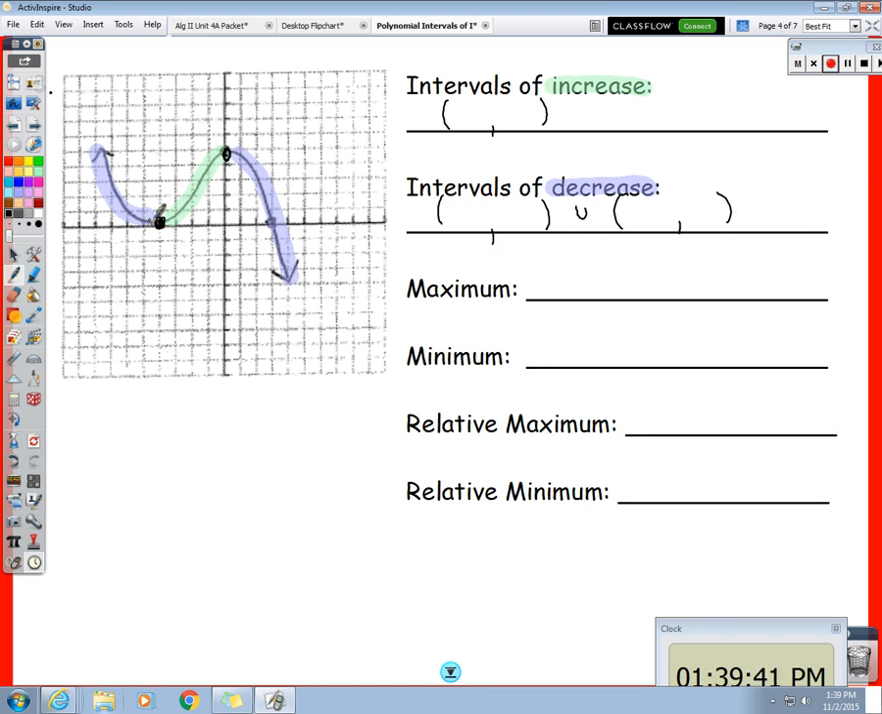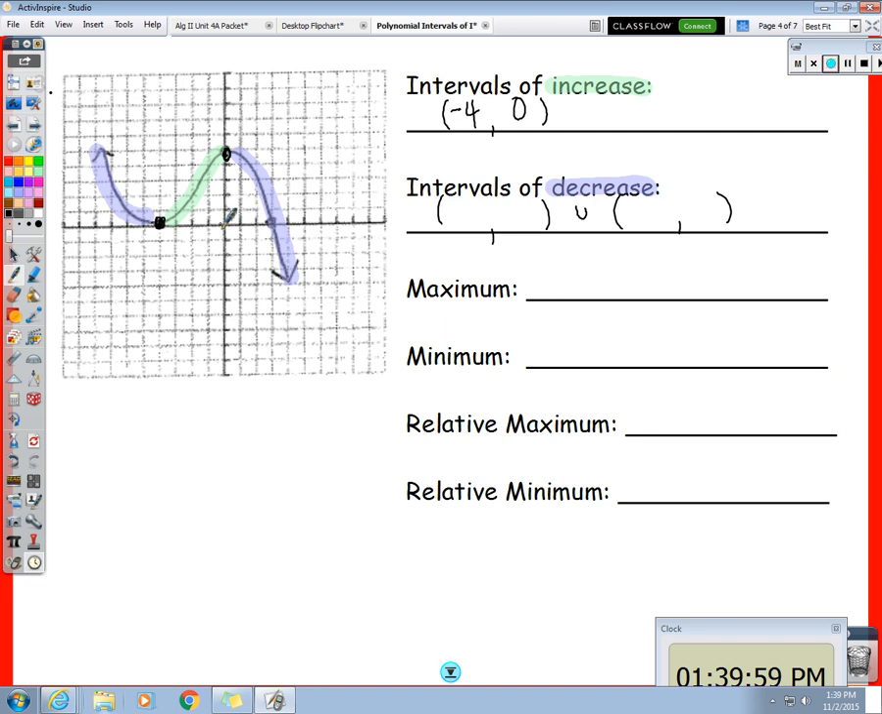Okay, when did it start increasing? -4. And then if you follow it up, when did it quit increasing? 5 is the y value. 0. Because remember, we're only concerned with the x value. So the x value at that point is 0.